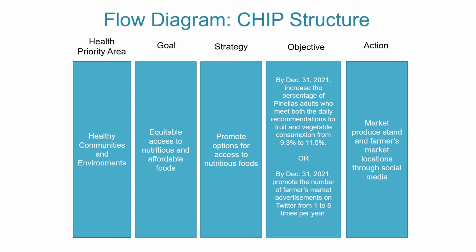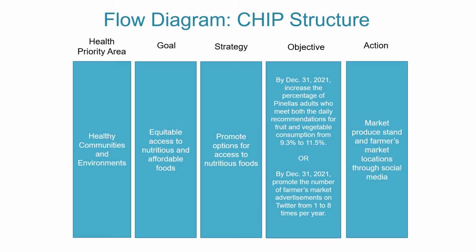But for the purposes of brevity, we're just going to include an example of each just to help illustrate this point. Looking at the example below, for the healthy priority area, we chose healthy communities and environments, which is a very broad overarching health category. To help narrow this down, we decided with community partners that we wanted to focus specifically on a goal of obtaining equitable access to nutritious and affordable foods for our community. One strategy that we chose under this goal is to promote options for access to nutritious foods.